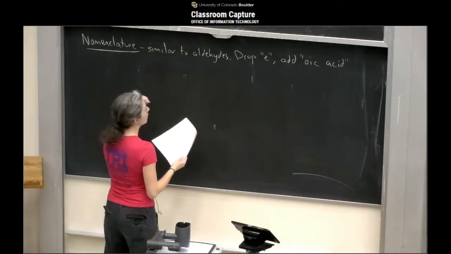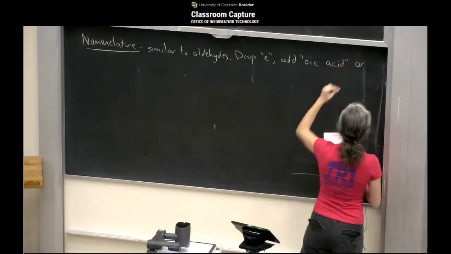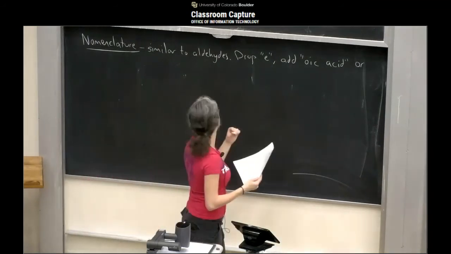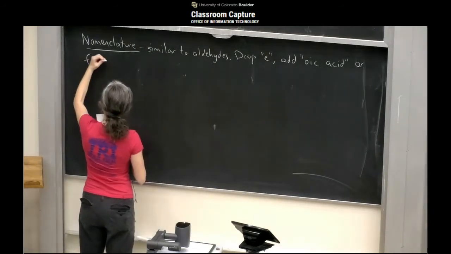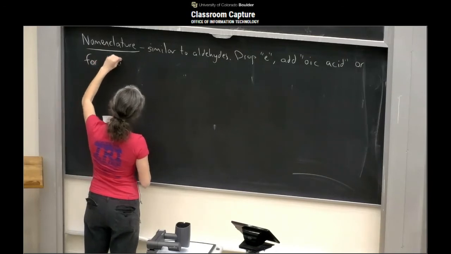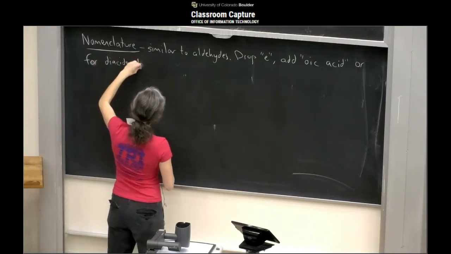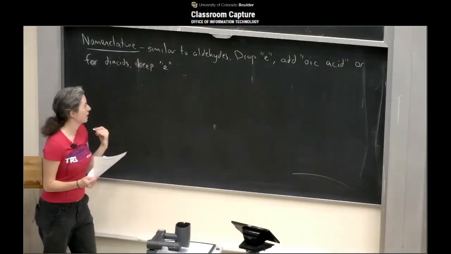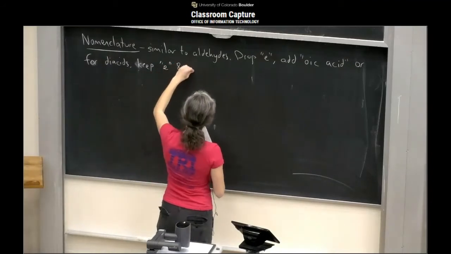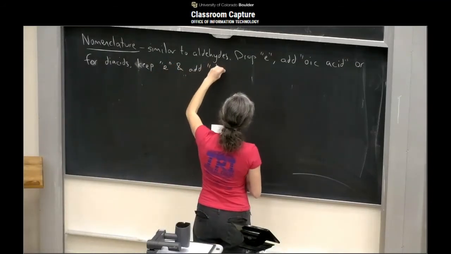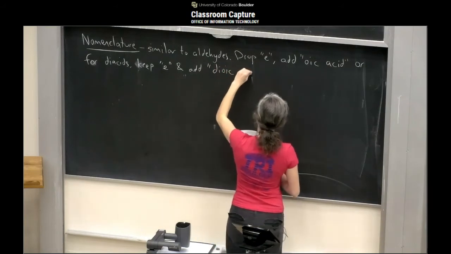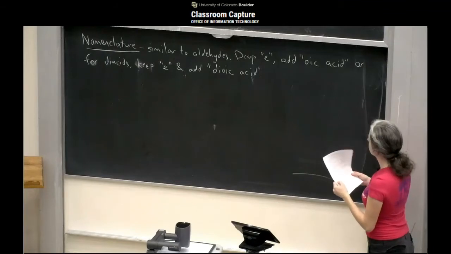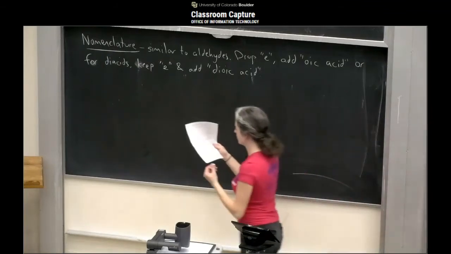I guess if you've got a diacid, then you're going to keep the E, just like you did for dialdehydes in the past. And you're going to add dioic acid. Okay, so some examples here.